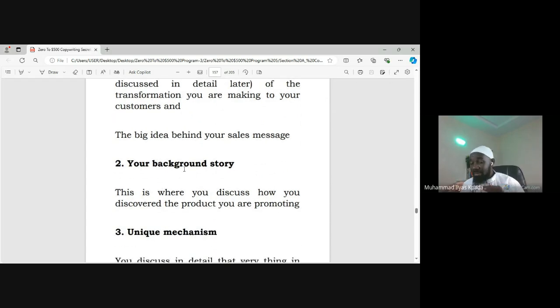Now, the lead is divided into two parts. We are going to discuss it as we go on. Then the background stories. This is where you discuss how you discovered the product you are selling. Let's say you are selling a product that cures a particular ailment. How was it discovered? Discussing how you discovered it will make people resonate with it properly. People know that you have actually done your research. It's not just another rubbish that someone came up with.